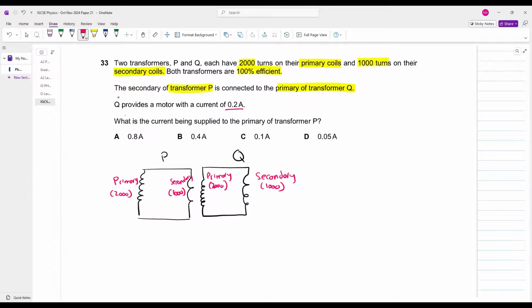Q provides a motor with a current of 0.2 ampere. अच्छा जी, यहाँ पे एक मोटर लगी हुई है जिसमें we are providing a current of what? 0.2 ampere. Perfect. What is the current being supplied to the primary of transformer P? So we have to calculate the current here. Okay, let's start. If you have 0.2 ampere ka current in the secondary coil of transformer Q, what will be the current in the primary of transformer Q? Primary coil of transformer Q में क्या current होगा?